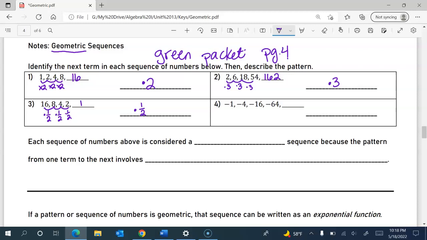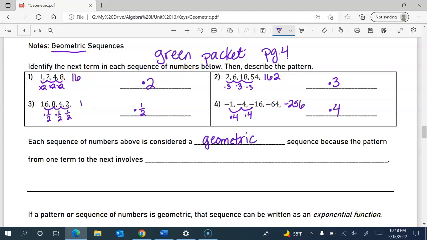And then over here, last example, -1 times what gets me -4? Well, the answer is 4, right? We're just multiplying by 4 every time. So if I move all the way over here, -64 times 4 is going to get me -256. We're multiplying by 4. So that's geometric sequences in a nutshell.